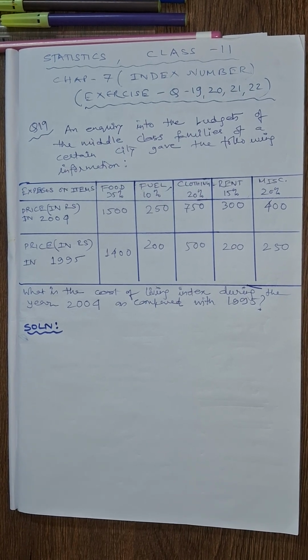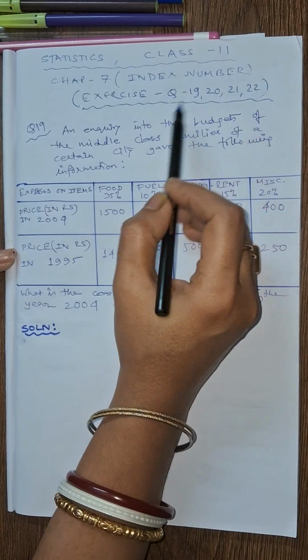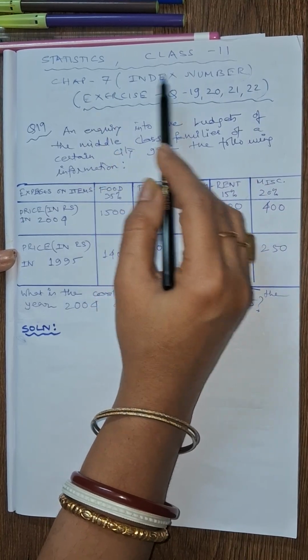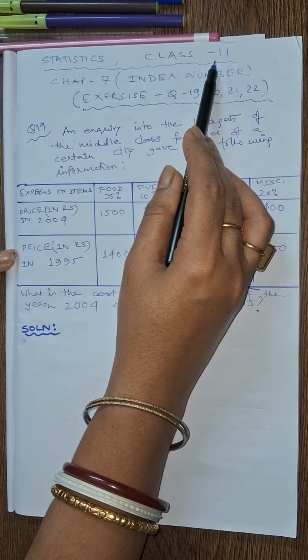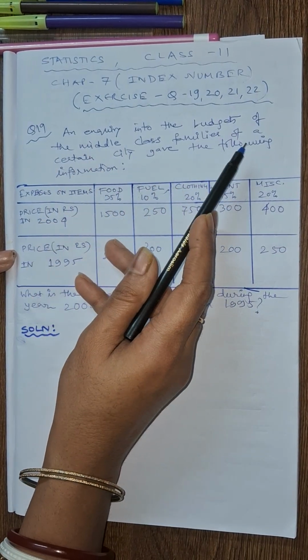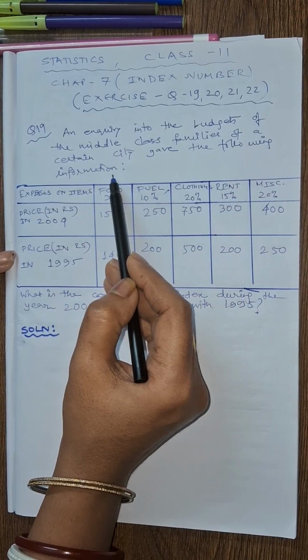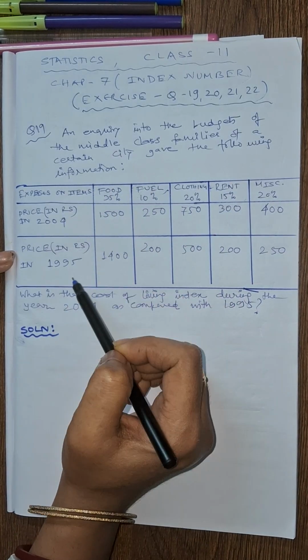Now, in this video, we do question number 19, 20, 21 and 22 of chapter 7, index numbers, statistics for class 11. So question number 19, what does it say? An inquiry into the budgets of the middle class families of a certain city gives the following information. So here the information is provided.